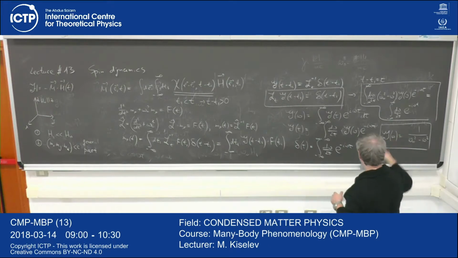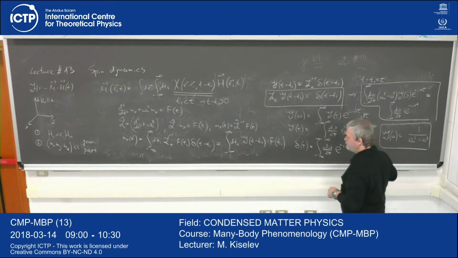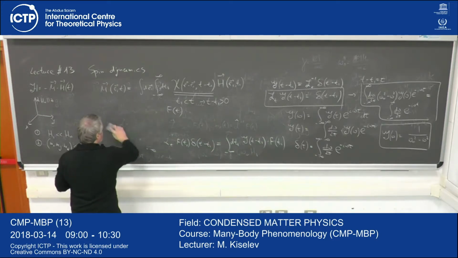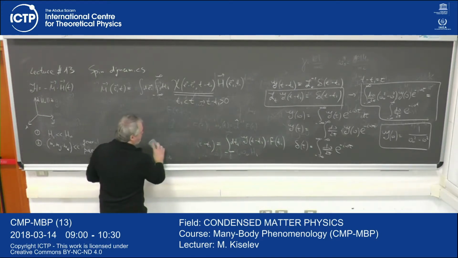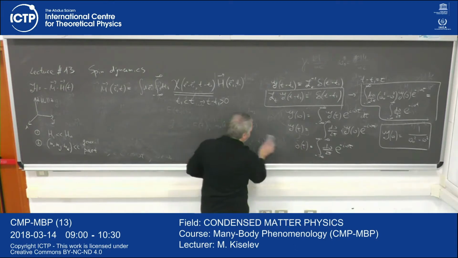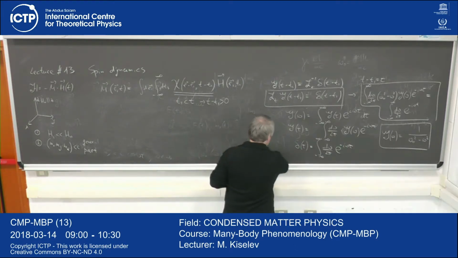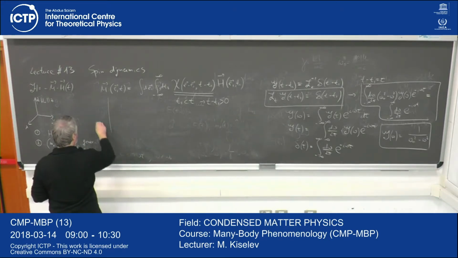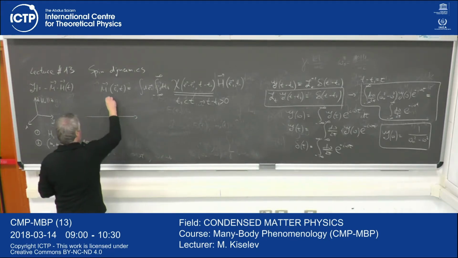Okay, now we are in a position to find the Fourier transform. And here, causality comes in. Let's look at the complex plane omega.